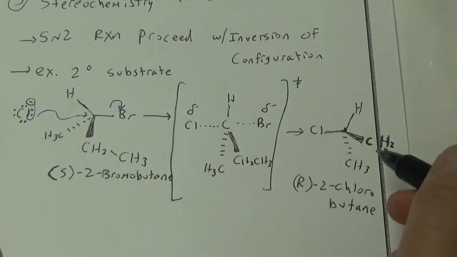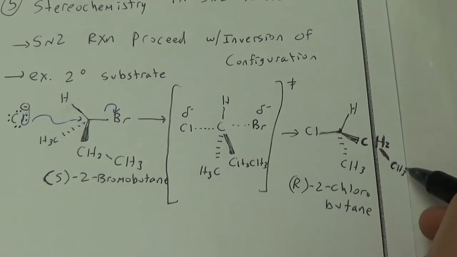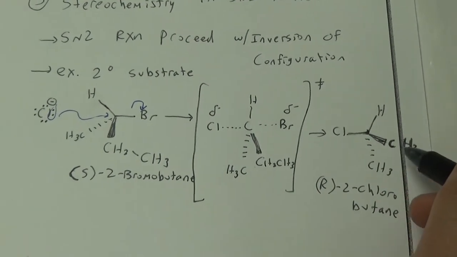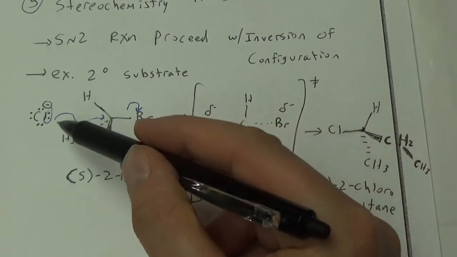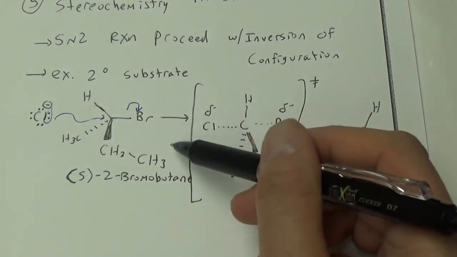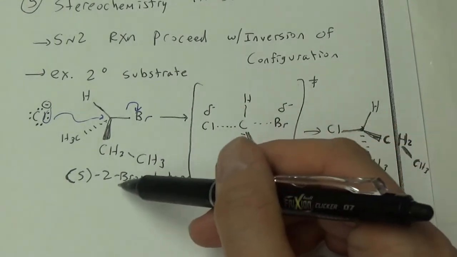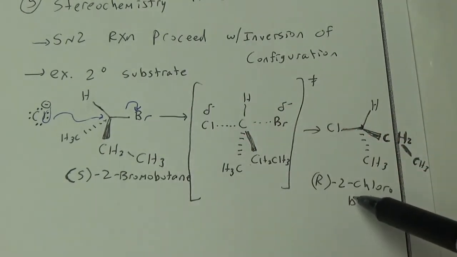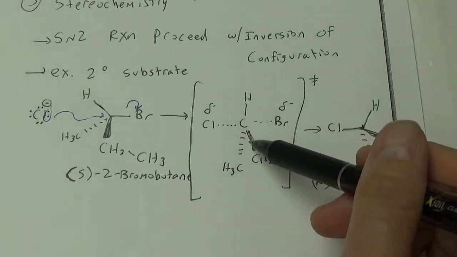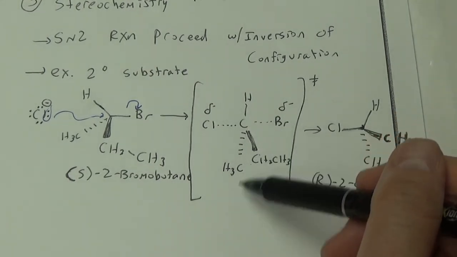Okay. The only wedge is the ethyl, CH2 and CH3, right? But it looks like as the nucleophile attacks and kicks off the bromide, the tetrahedron flips, and that changes the stereochemistry from S to R, okay? Yeah. I like to consider this like an umbrella flip.